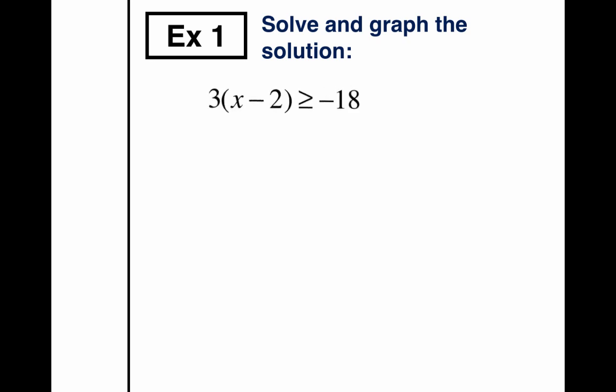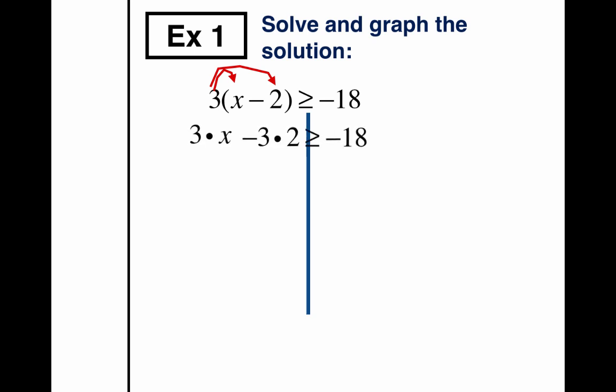So example 1, let's give this a try. Solve and graph the solution. Here is our problem: 3(x - 2) is greater than or equal to negative 18. I see parentheses and I think, oh, it's distributive property. I just have to do 3 times x minus 3 times 2. Well, that's going to be easy. On the other side, it's just negative 18 still. So I have 3x minus 6 is greater than or equal to negative 18.